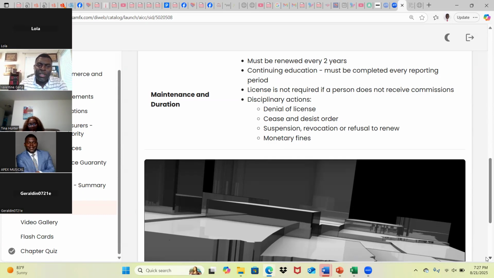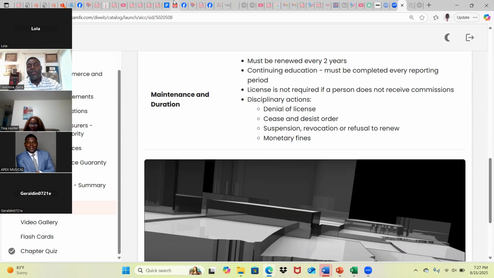Disciplinary actions for most states will involve denial of your license, cease and desist order, suspension, revocation, refusal to renew, and monetary fines. So you just have to make sure that you stay in the good books of the state. You don't do anything that runs afoul of the state regulations.